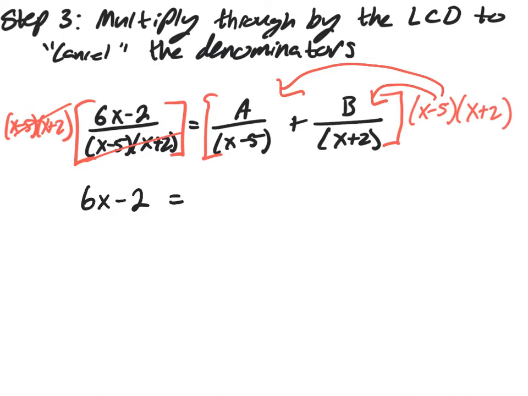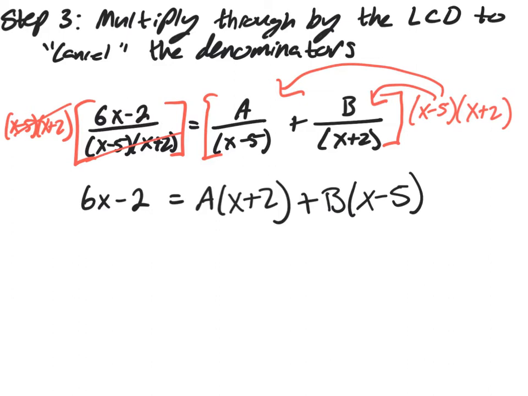So when we multiply it by our first term, we can see that our x minus 5s will cancel out, and we will be left simply with a times x plus 2. And then for our second term, this time our x plus 2s are going to cancel out, and we'll be left with b times x minus 5. Okay, now this is getting a little bit nicer and looking like we can maybe do some things to solve for a and b, those constants.